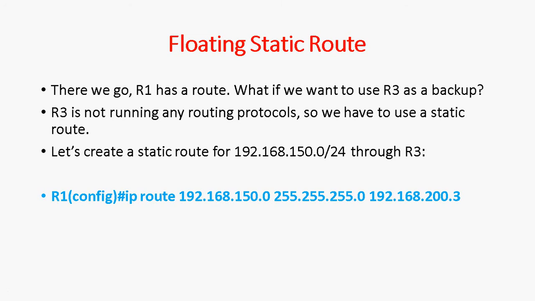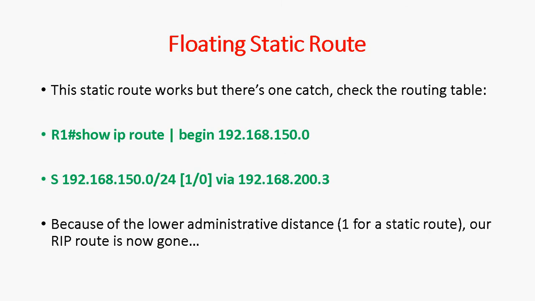Just go to the R1 router. I'm creating a static route: ip route 192.168.150.0, with subnet mask 255.255.255.0. The next hop is the R3 interface IP, 192.168.200.3. After creating the static route, again I am going to check the R1 routing table: show ip route | begin 192.168.150.0.